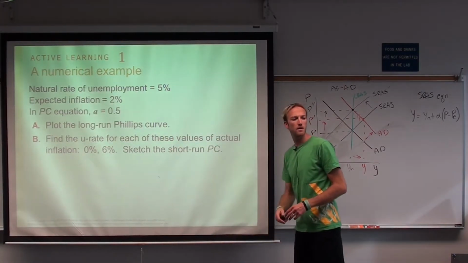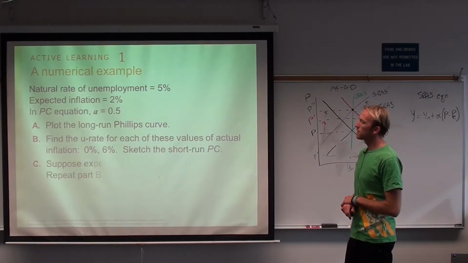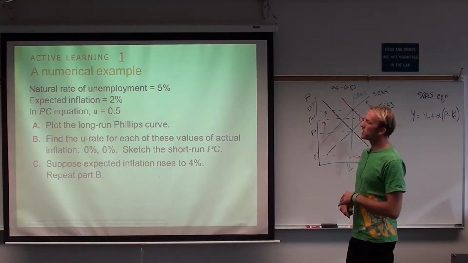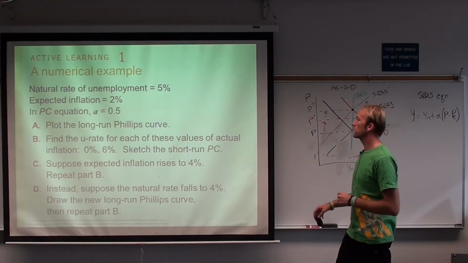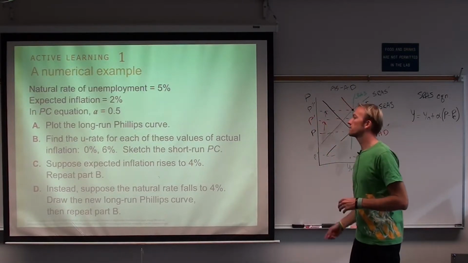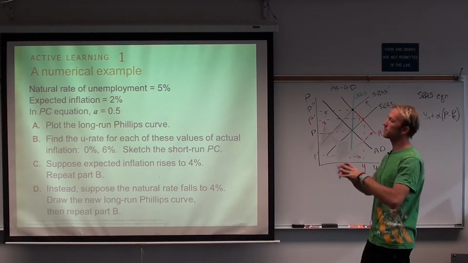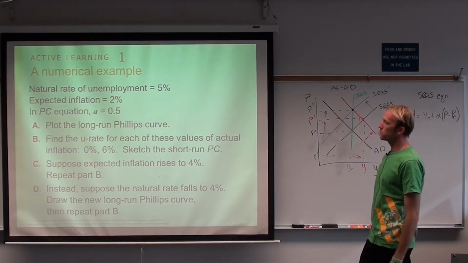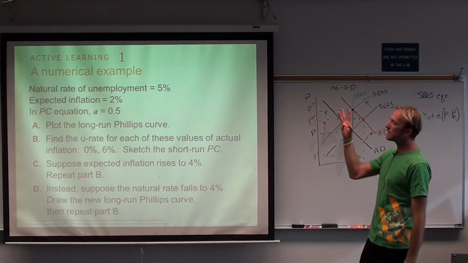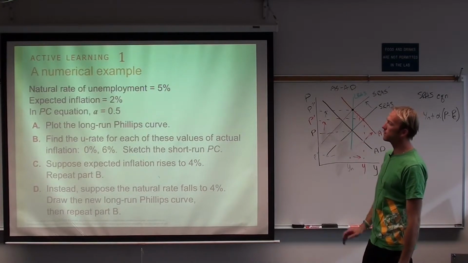You guys should have a place to graph it in your notes. Then change the expected inflation to 4% and repeat part B. Now, suppose the natural rate falls to 4%. Draw the new long run Phillips curve, and then do part B again. So basically, you're going to have two long run Phillips curves and three short run Phillips curves.